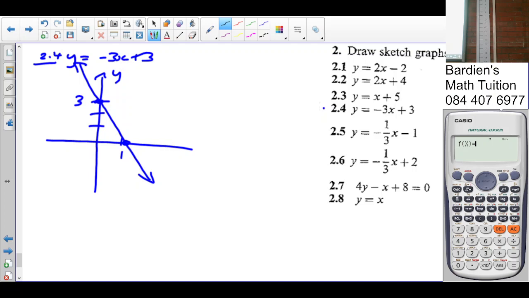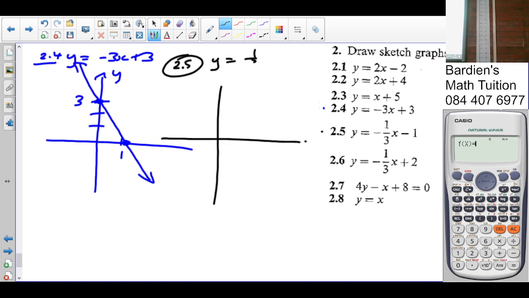Let's do 2.5. So you got y is equal to negative a third x plus 1. What's your y-intercept? No, minus 1. Your y-intercept is negative 1. What's your x-intercept? Negative 3. You all got that, no? So the graph is going to come through like that. That is your negative 1, your negative 3. You all agree with that?